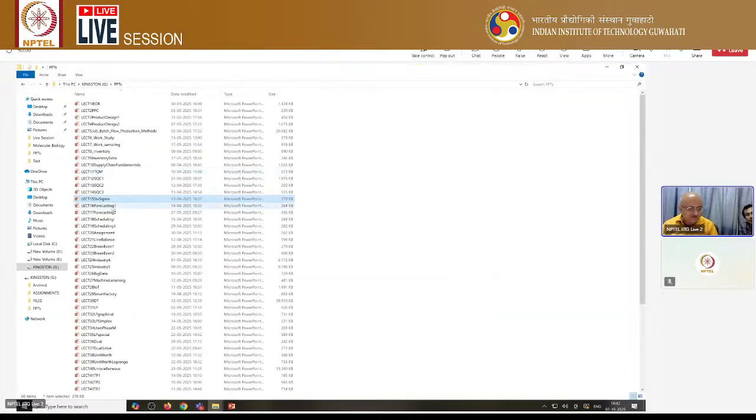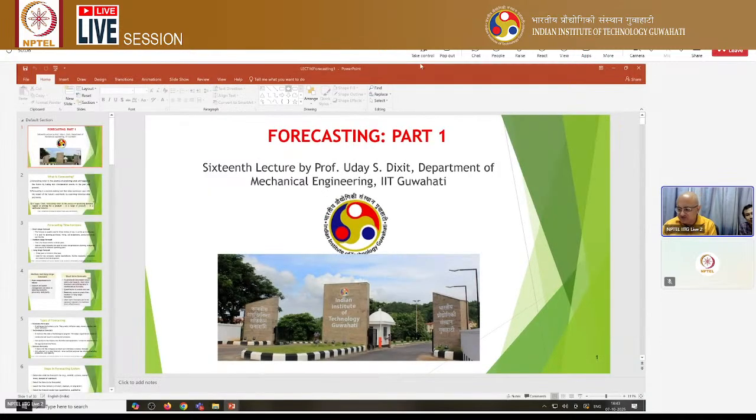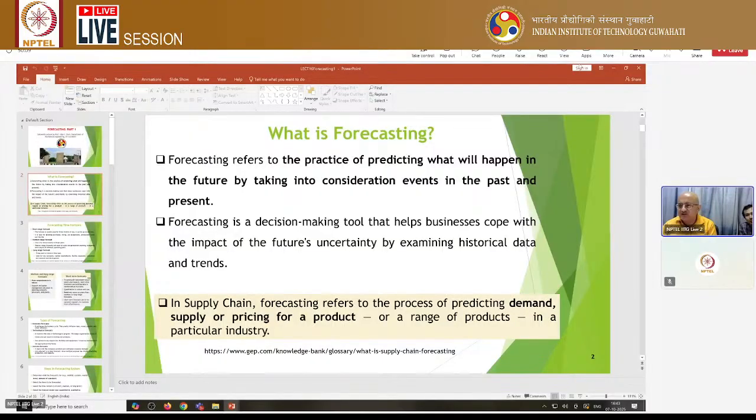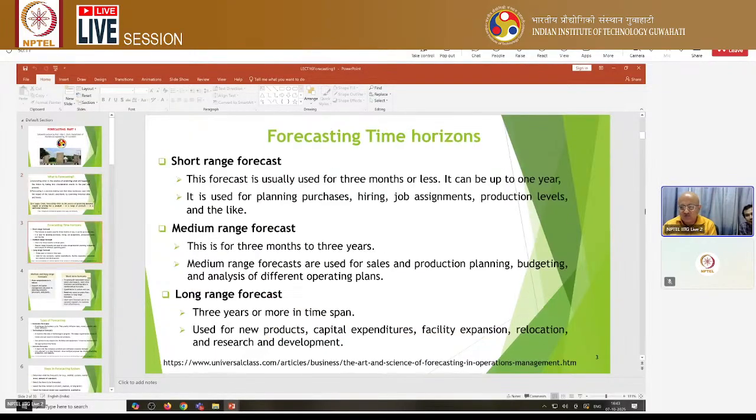Then we had another mathematical type of thing, that was forecasting. No? Okay. Let me see whether anybody is there or not. Any question? If there is any question, we can take it. I think here, oh no, in the team there is nobody.